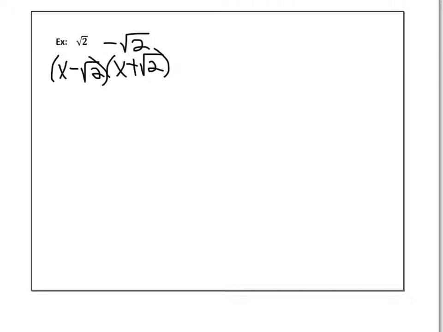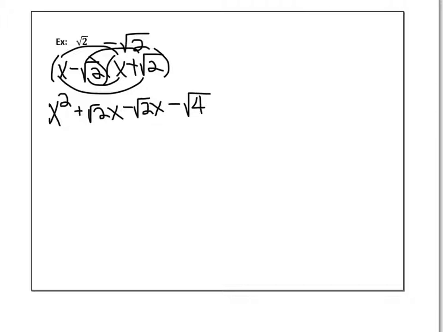Now we double distribute. So x times x is x squared. x times the positive square root of 2 is square root of 2x. Inside, negative square root of 2x. And then we've got negative square root of 2 times the square root of 2, which is negative square root of 4. Well, remember, they're conjugates, whether or not they're i's or radicals, so these should still cancel. So again, we didn't have to multiply them. So I have x squared, and then I have minus the square root of 4.